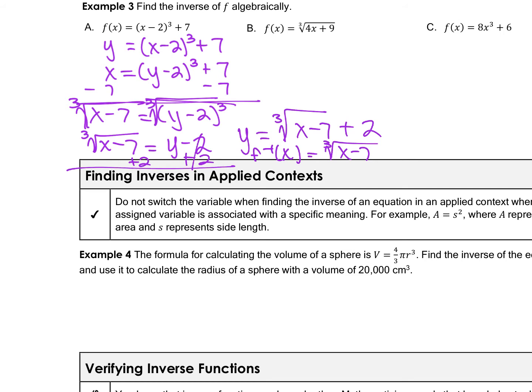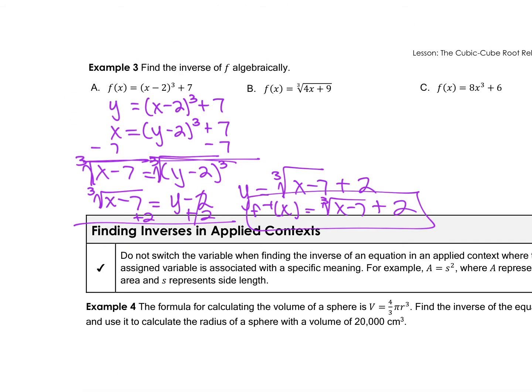Make sure that's a plus 2 on the outside. So there's my inverse equation. All right, let's try another one.